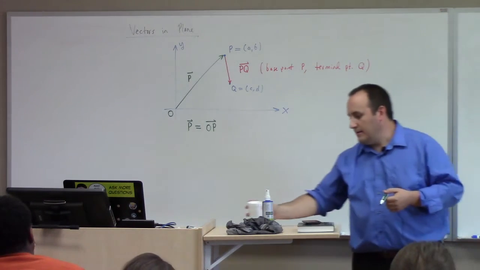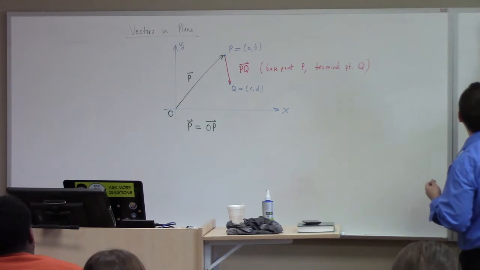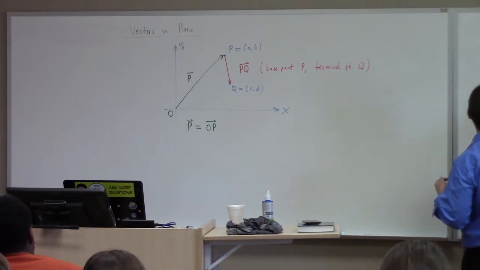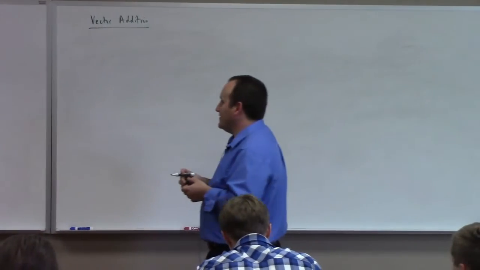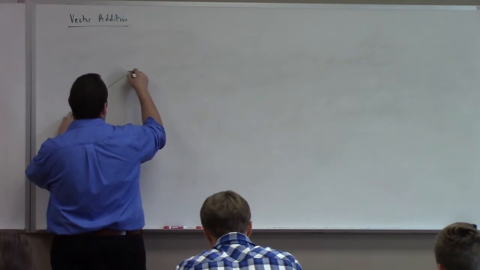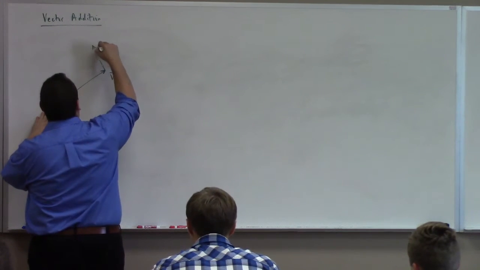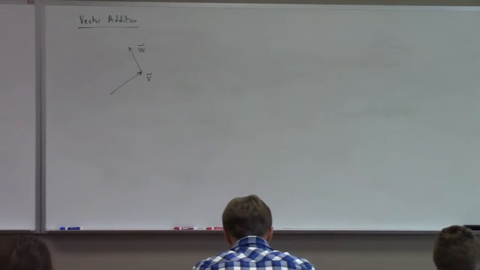It turns out there's a natural way of adding vectors and subtracting them and so forth. Let me just give you the natural geometry, vector addition. Any question? No. Okay. So if I have a vector v and I have a vector w, the way we think of adding them is we draw them tip to tail.